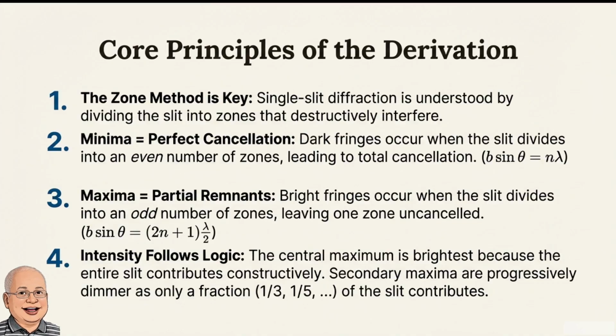Maxima is a partial remnant, something remains partially. Bright fringes occur when the slit divides into an odd number of zones. That leaves one zone uncancelled, and that uncancelled zone contributes to brightness. For this to occur, the condition is b sin theta is equal to (2n plus 1) lambda by 2. The intensity follows logic. The central maximum is the brightest because the entire slit contributes constructively. Secondary maxima are progressively dimmer as only a fraction, 1 by 3, 1 by 5, 1 by 7, of the slit contributes. Next.